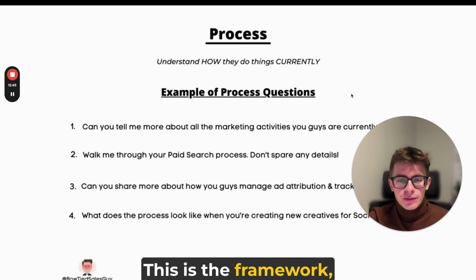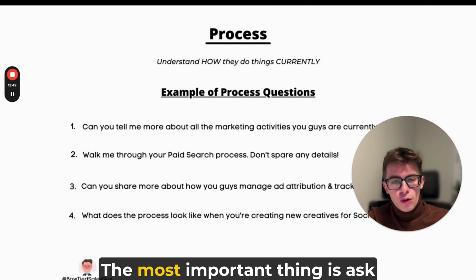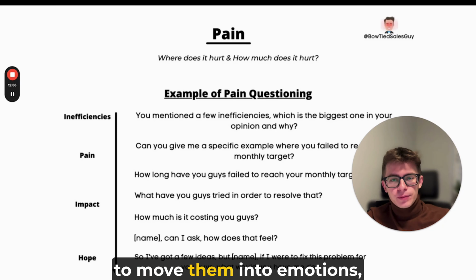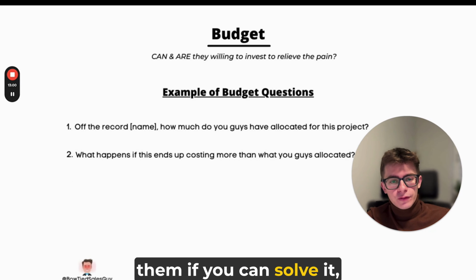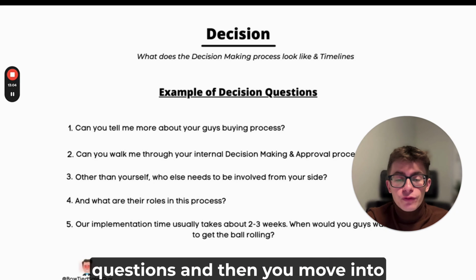This is it. This is the framework. These are the questions that you ask. Ask them in this order. The most important thing is to ask good process questions to uncover the pain, quantify the pain to move them into emotions, promise them that you can solve it if you can solve it, understand their budget, understand decision-making questions, and then you move into the next steps.